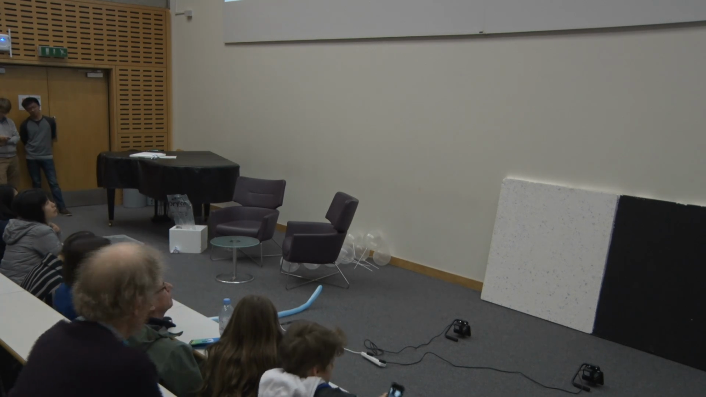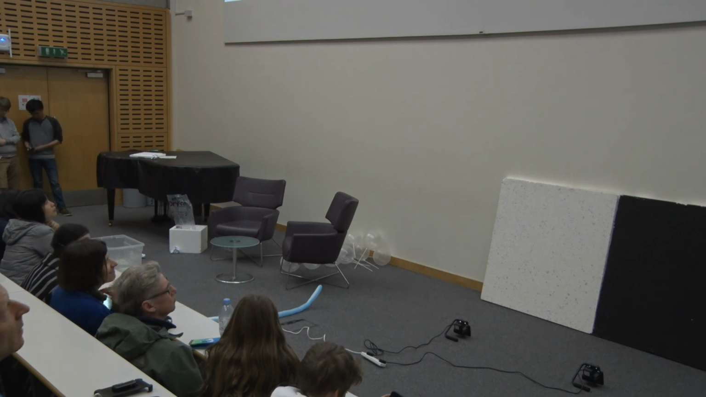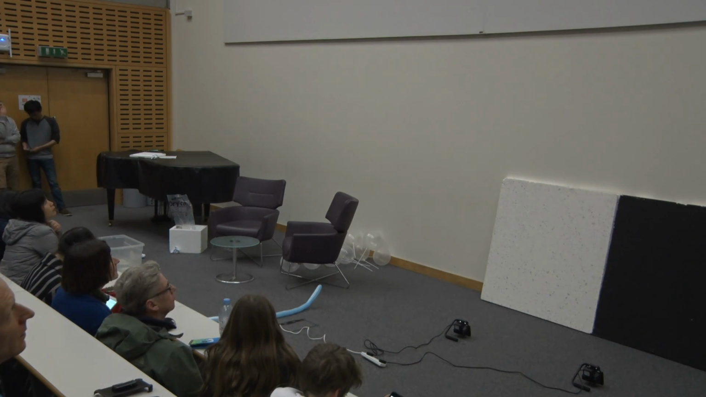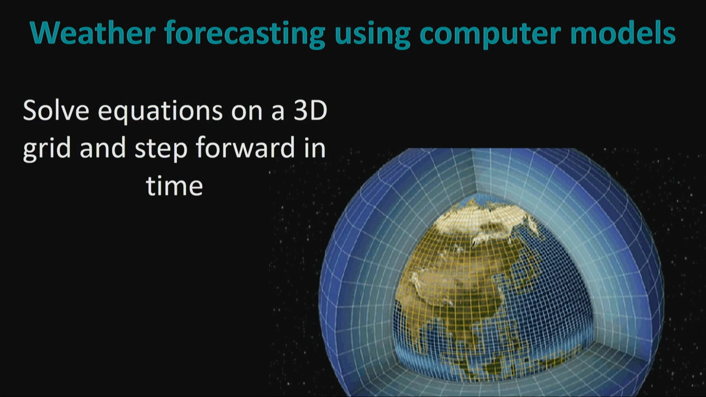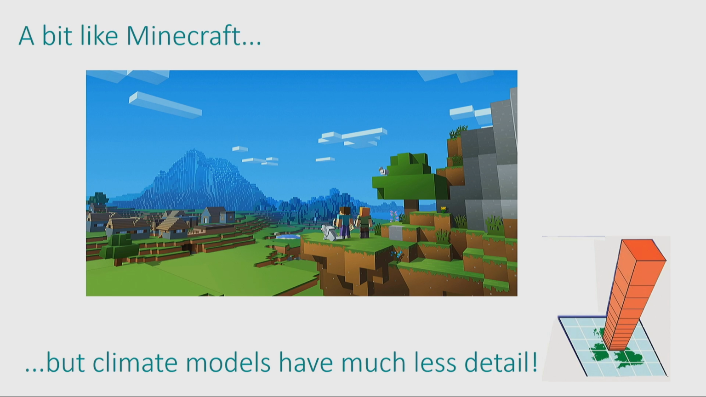And this is the basis of both weather forecasting and climate modelling. So you solve the equations on a 3D grid, and you step forward in time, and that is essentially a weather forecasting model and also a climate model.